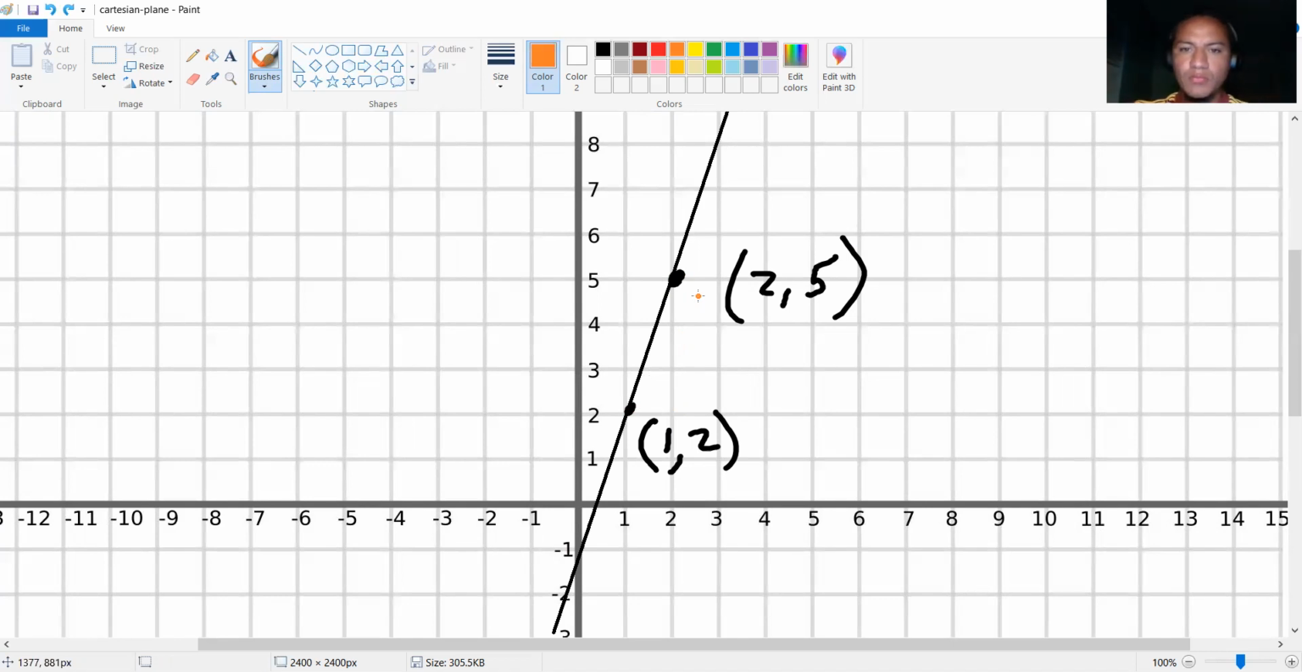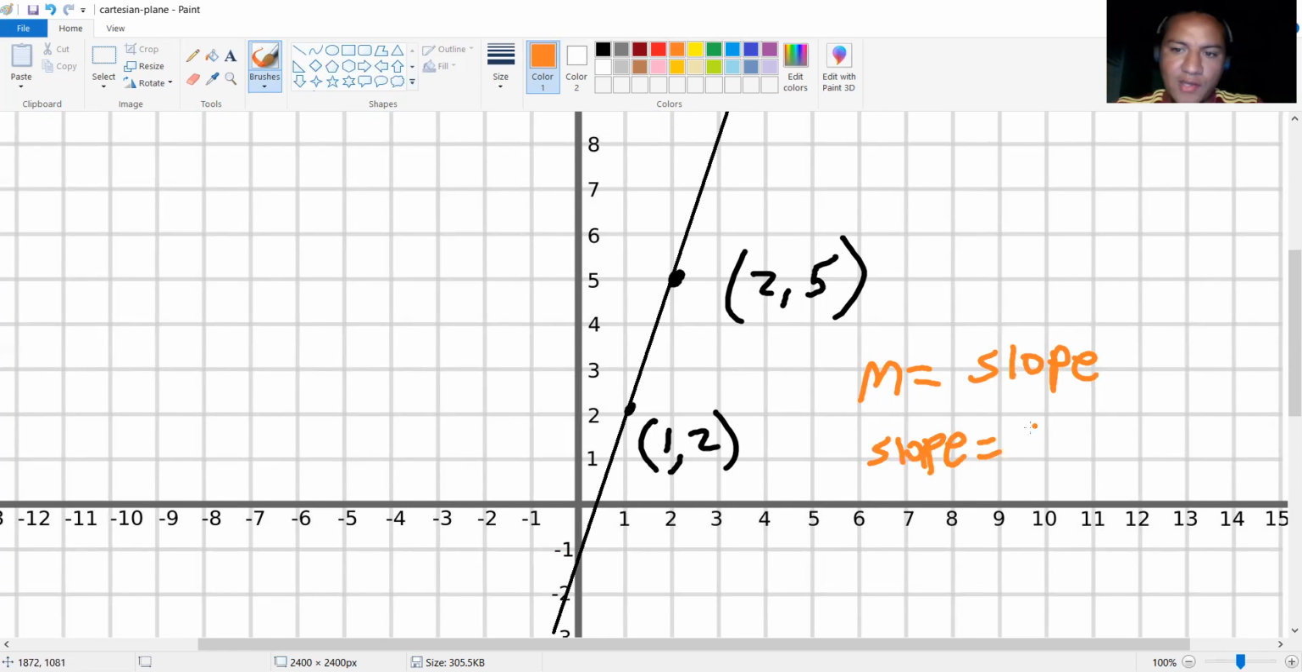Well, we know that m is the slope. The slope, in other words, is how much you had to climb, the amount of effort you had to climb. So it's the second point minus the first point, the difference in points.